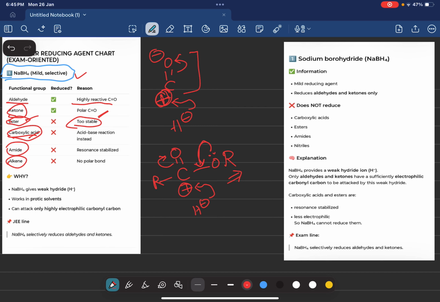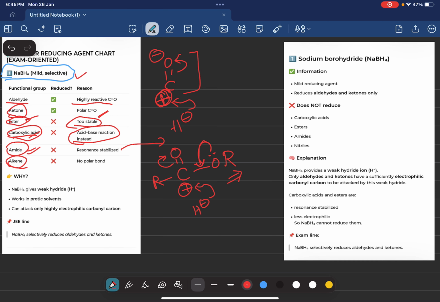Coming to carboxylic acids. NaBH4 is basic in nature, and a carboxylic acid is acidic in nature. Between them, an acid-base reaction takes place instead of the reduction process. Coming to amide, this is also resonance stabilized, like ester.